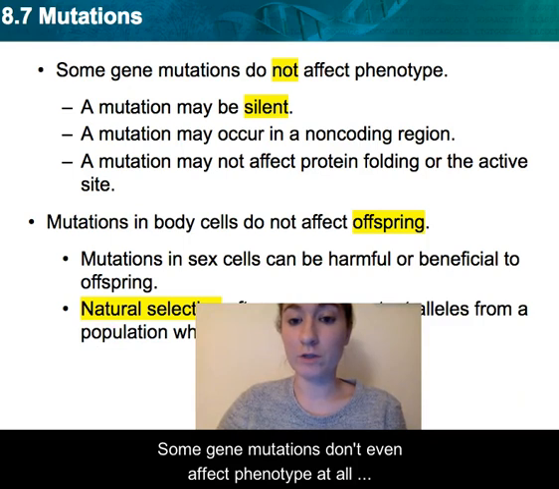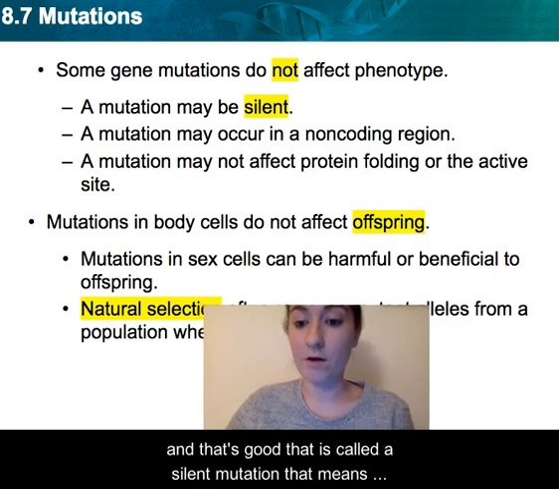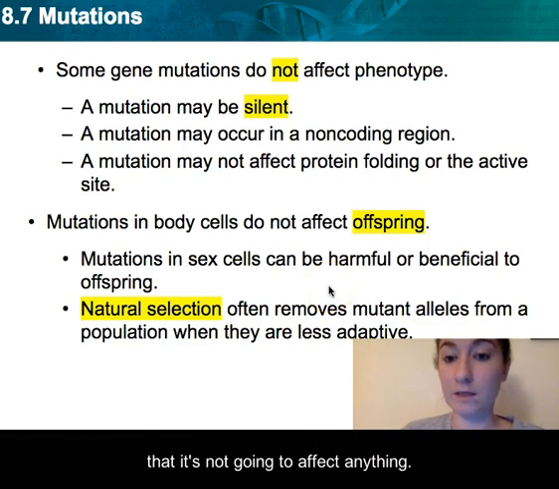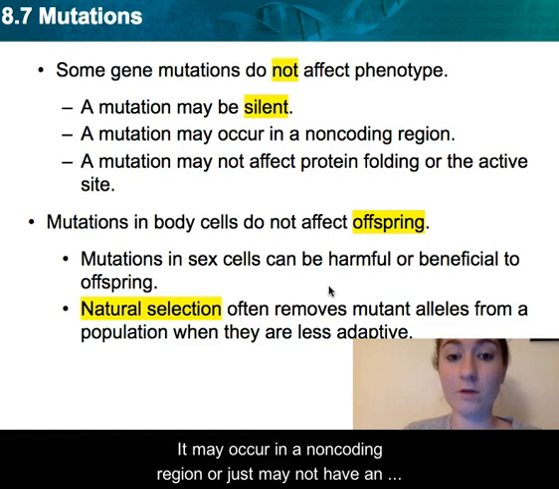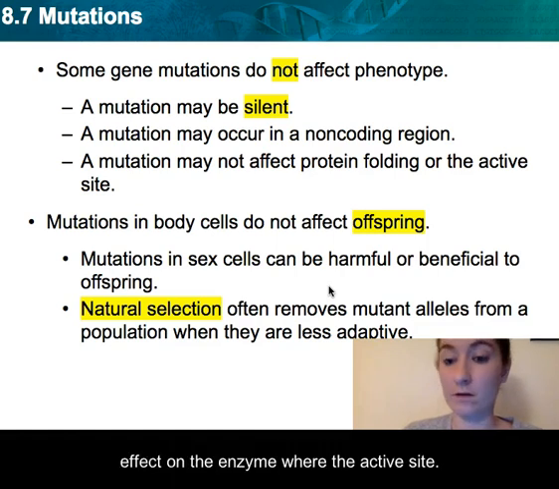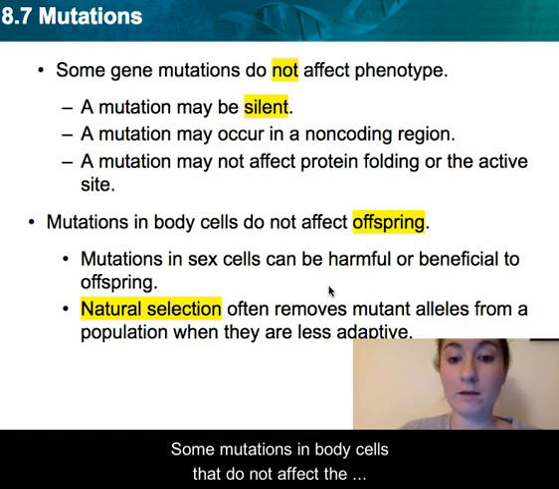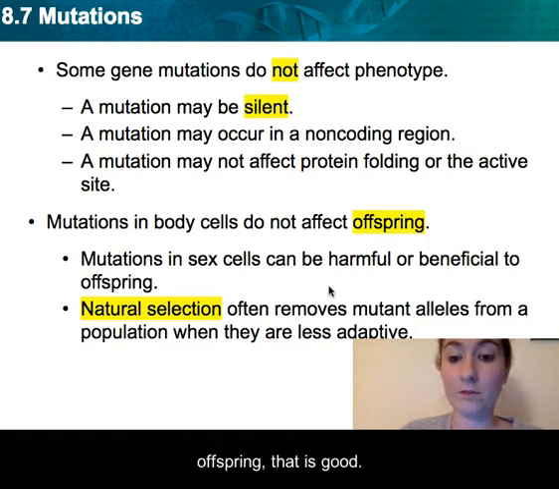Some gene mutations don't even affect phenotype at all, and that's good. That is called a silent mutation. That means that it's not going to affect anything. It may occur in a non-coding region or just may not have an effect on the enzyme or the active site or the protein. So mutations in body cells that do not affect the offspring, that is good.